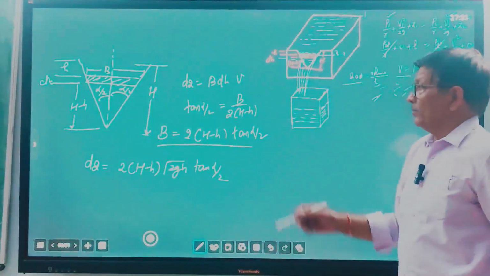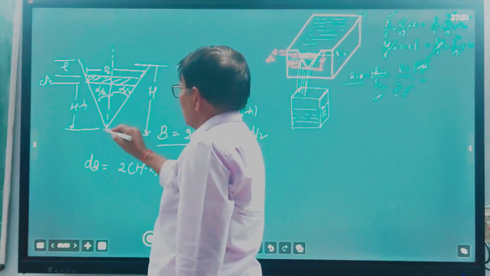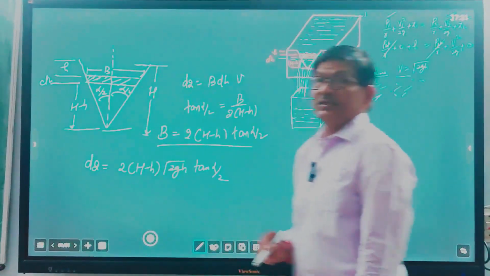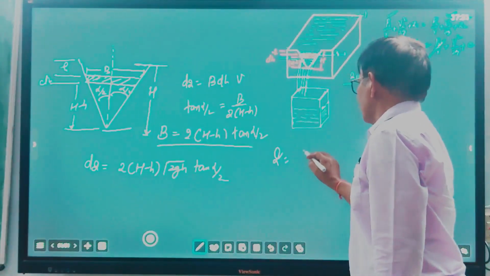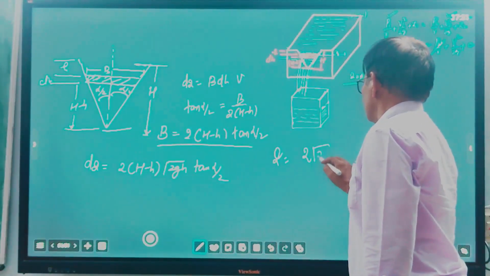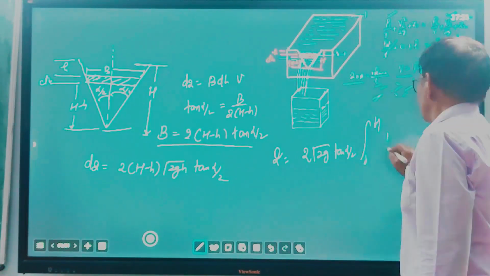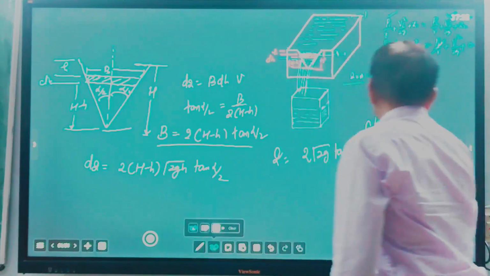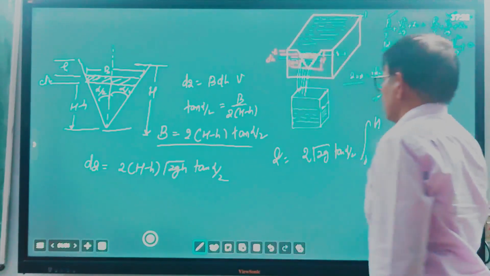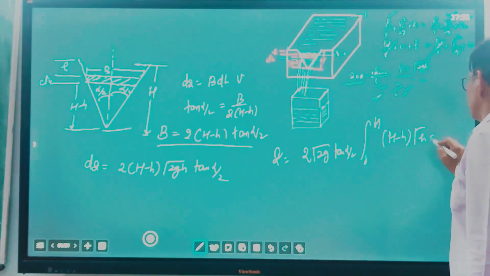The total discharge from 0 to h, from the upper level to this height. What is the total discharge from the V notch? So Q equals, taking the constant out, 2g tan alpha by 2, limit 0 to h, under root h into under root 2gh. Sorry, there is a mistake here. So this is h minus h under root h into dh.